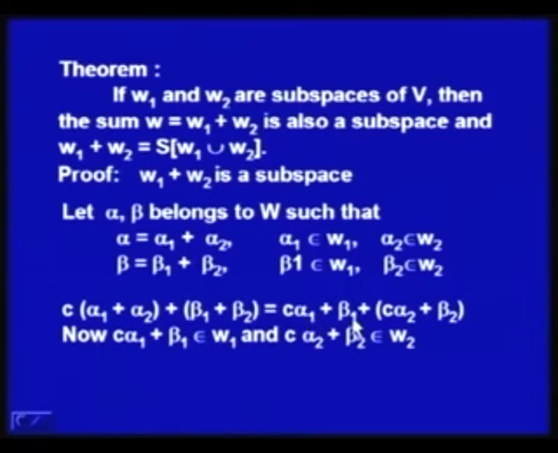So, c alpha 1 plus beta 1 belongs to W1, and c alpha 2 plus beta 2, a linear combination of two vectors of W2, W2 being a subspace, also belongs to W2. So, what we can say is that c alpha plus beta also belongs to W, because the right hand side can be written as a sum of vectors, one from W1, another from W2. And this proves that W1 plus W2 is a subspace.